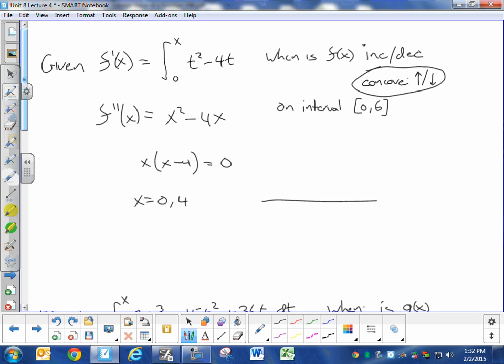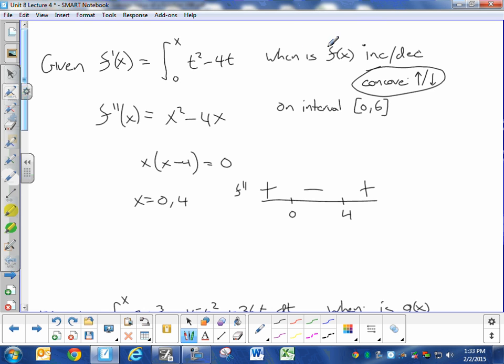So then I look at the signs of f double prime around these to see when we're concave up or down. To the left of 0, it's going to be a negative and a negative. That's a positive. Between 0 and 4, we'll have a negative. After 4 will be positive. So this is when we're concave down. So f is going to be concave down from 0 to 4. It's going to be concave up from 4 on.